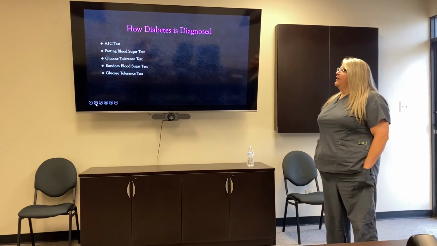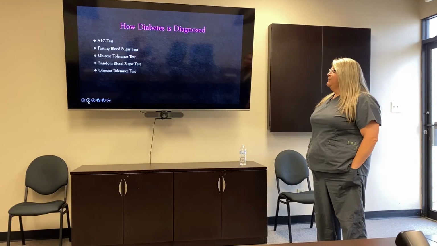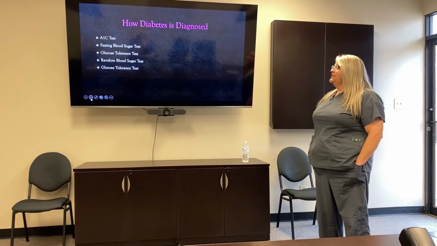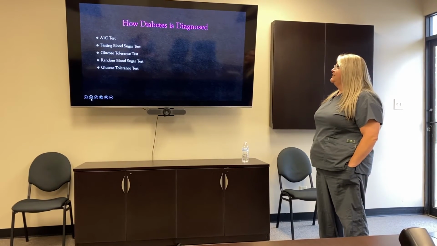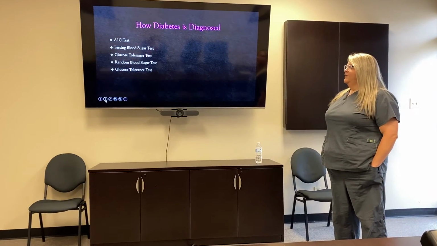How diabetes is diagnosed. There's several tests. You could have an A1C test, a fasting blood sugar test, glucose tolerance test, random blood sugar test. I don't know why that glucose tolerance is on there twice.